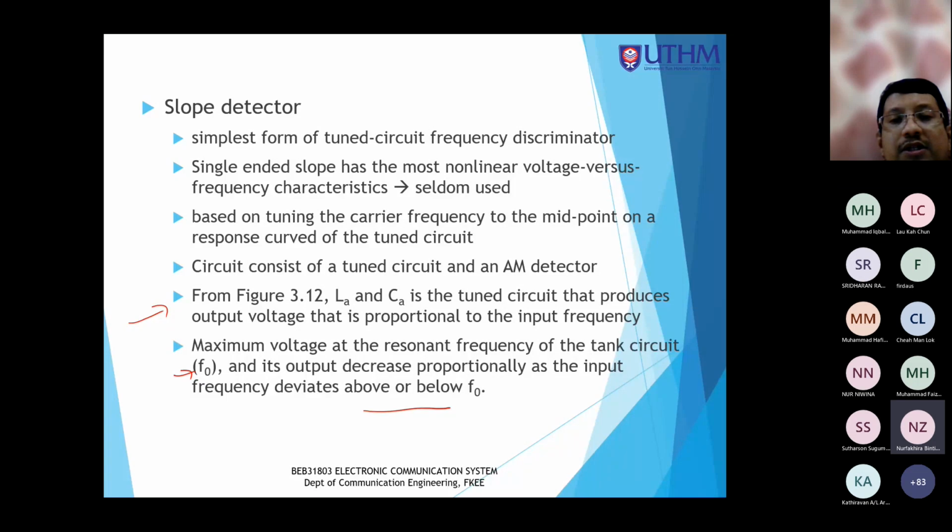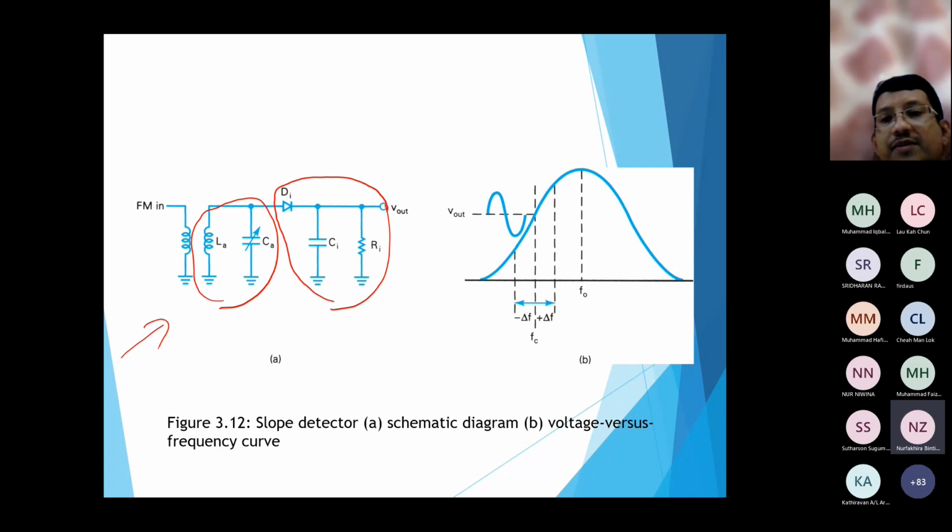So this is related to the frequency response curve of the circuit, which is like this. You see that the center would be the resonant frequency. So resonant frequency is the frequency that you tuned. For example, I want to listen to radio station A. The frequency is 104.5. So that is the resonant frequency, the frequency that I tune my radio. Okay. So at the resonant frequency, it will produce the highest possible voltage in this voltage versus frequency curve example.